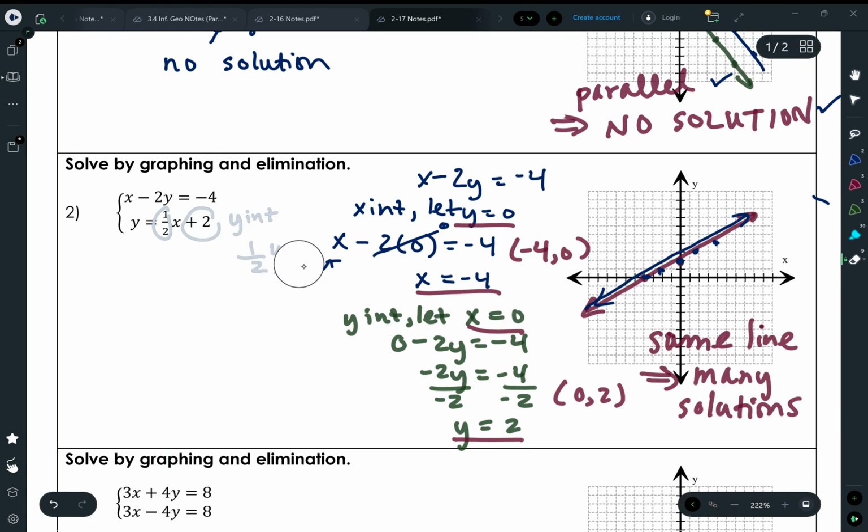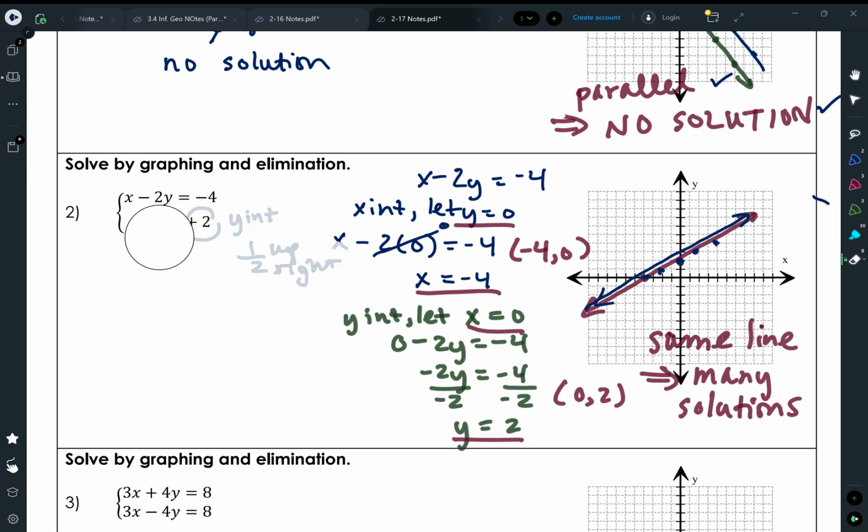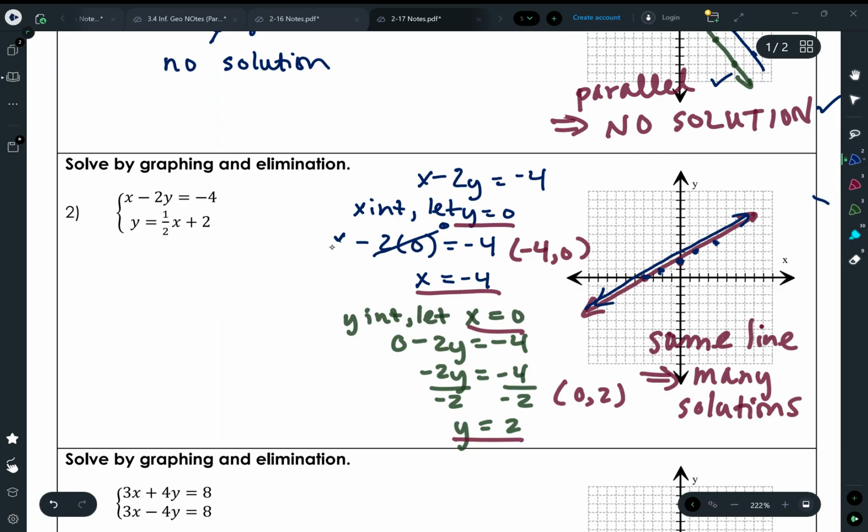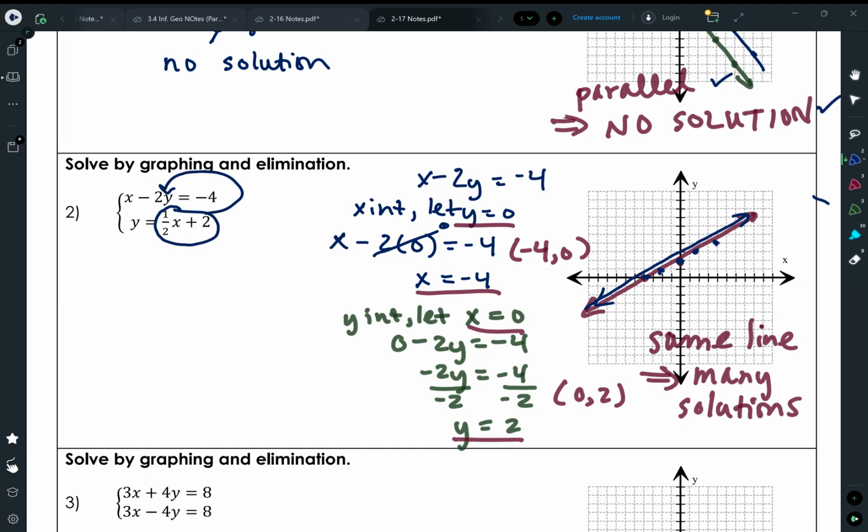So for this one, I know it says solve using elimination, but I don't know that that makes the most sense here. I do think because it's set up, we have y by itself, that really we're set up for substitution. So I'm going to take this expression for y and I'm going to substitute it. So I have x minus 2, and then instead of y, I'm going to use that expression, 1/2 x plus 2, and then that is going to equal negative 4.